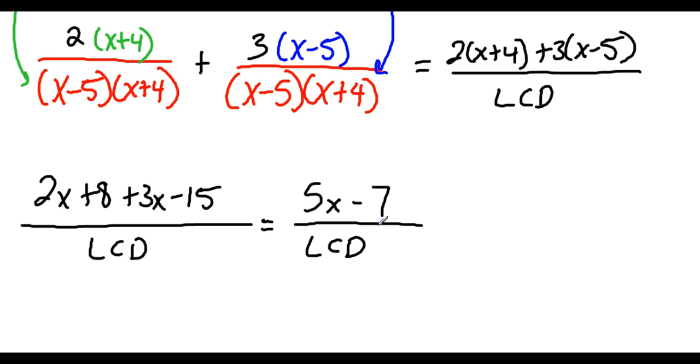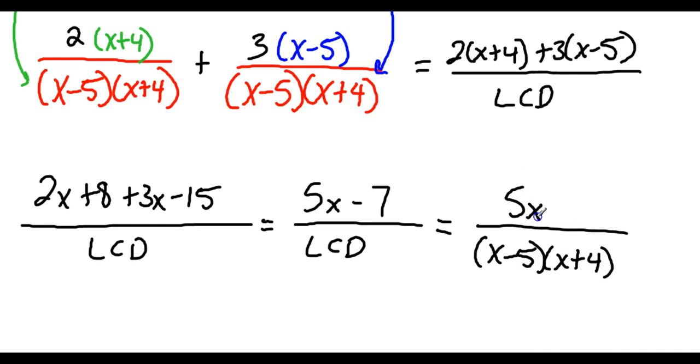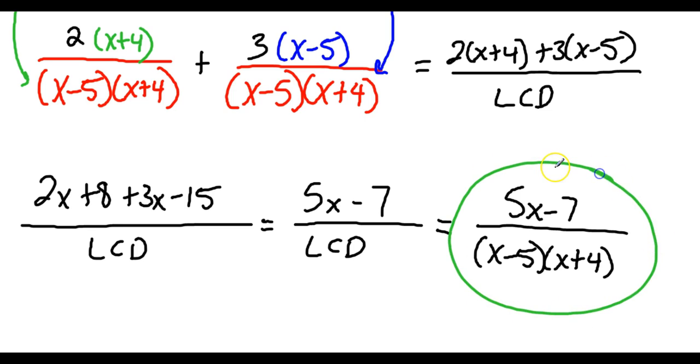And once you've done all you can do with the top, you've added, subtracted, you've done all the distributive property, combined like terms, you've done everything you can do, then you bring the denominator back in and see if there's anything you can cancel. Well, 5x minus 7 is way different than everything in the denominator, so if there's nothing you can cancel, then there you go. There's your answer.